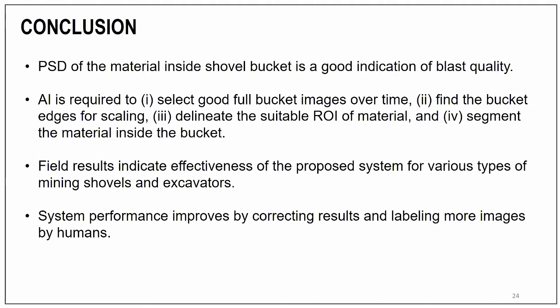We actually use AI in almost every step. Number one, we use it to select a good full bucket image on the embedded computer with limited resources and send it to the cloud. Number two, we find the bucket edges for scaling. We use AI to say, where are the edges? That was thousands of boxes drawn around, and on the cloud, you have unlimited resources. Number three, we delineate the region of interest: where are the best images to do segmentation, when you don't have shadow, the quality is good, and the material is not moving? And number four, the most important one, is how do I segment that image automatically?